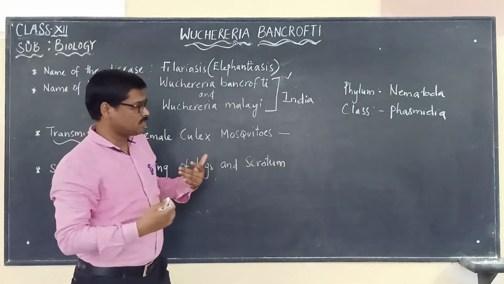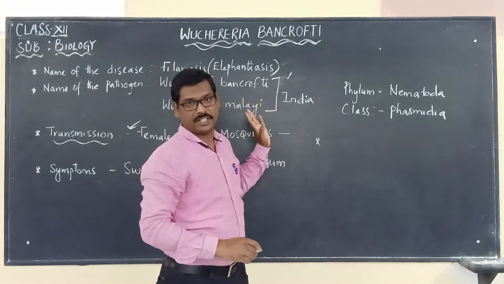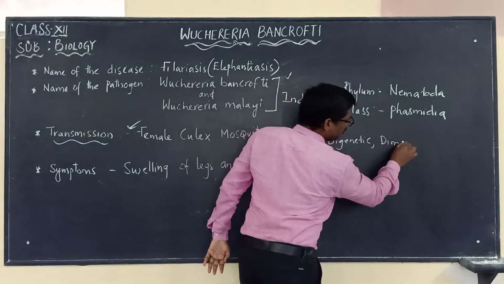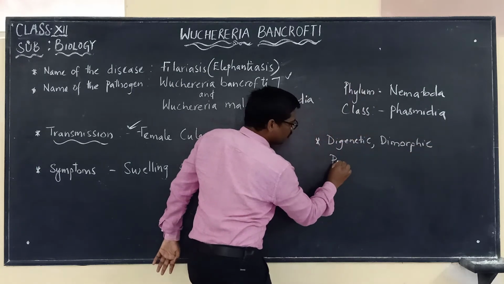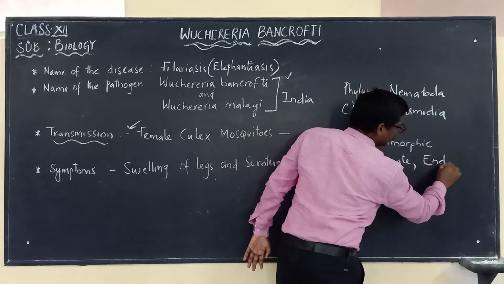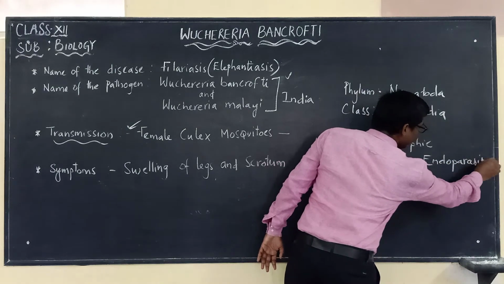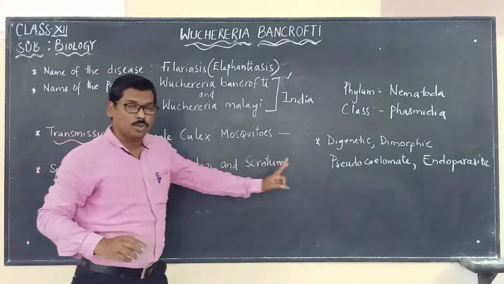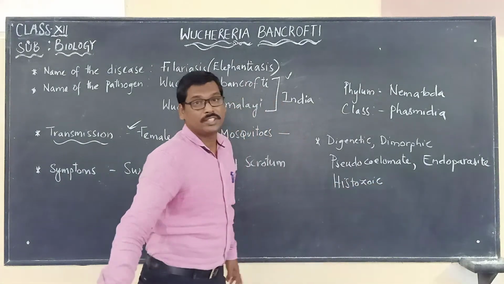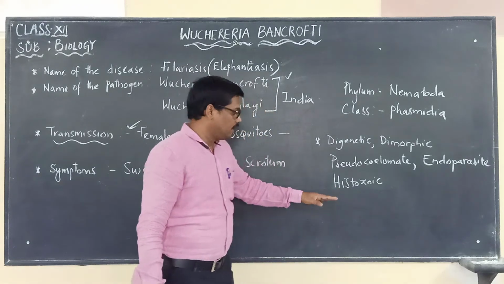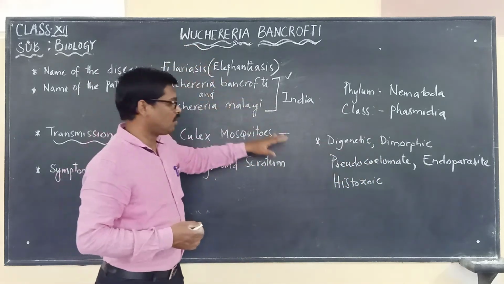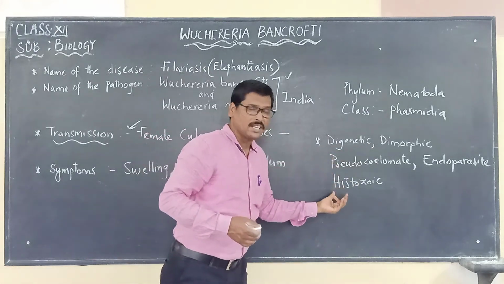And the simple points that we have studied: please remember that Wuchereria bancrofti is digenetic, dimorphic, pseudocoelomate, an endoparasite, and histozoic. Histozoic means what? It lives in the host tissues. So these are the words we have to keep in mind when we are discussing Wuchereria bancrofti: digenetic, dimorphic, pseudocoelomate, endoparasite, and histozoic.